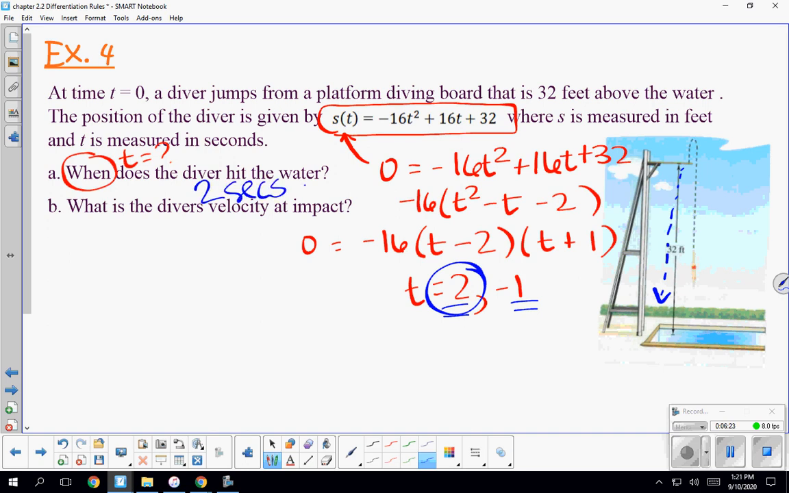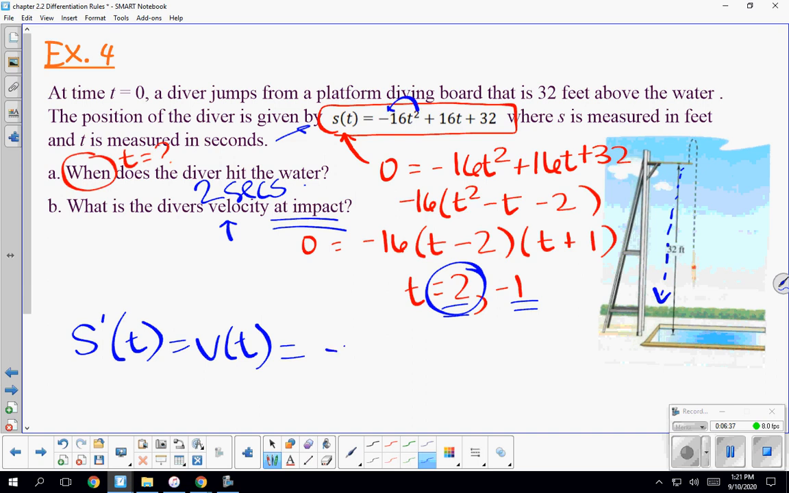The question now wants to know, what is the diver's velocity at impact? So we find velocity by taking the first derivative. So if I take the derivative of s, that's going to give me velocity. And here again, I multiply. Here, the derivative of 16t is just 16. Derivative of a constant is 0.